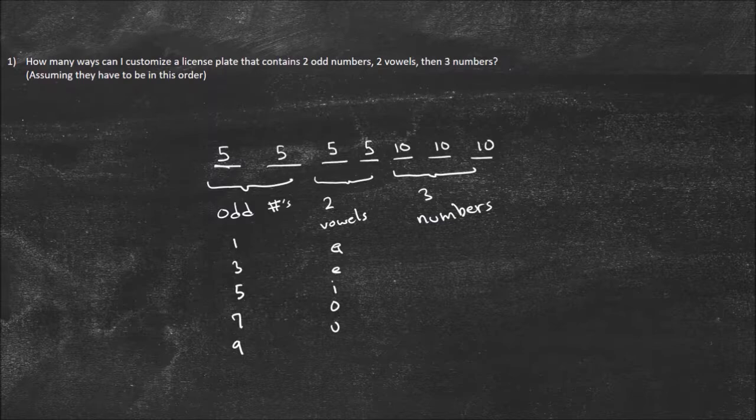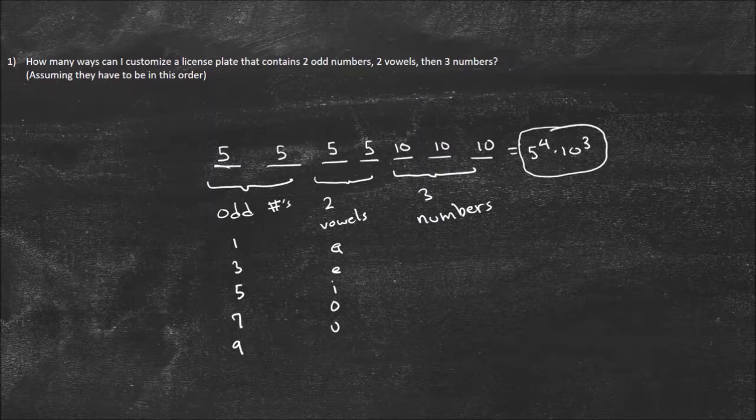And now how would I write this? I wouldn't want to write it as 5 times 5 times 5 times 5 times 10 times 10 times 10. I would want to say 5 to the 4th times 10 to the 3rd, my bad. That's the number of ways I could customize my license plate given these conditions.